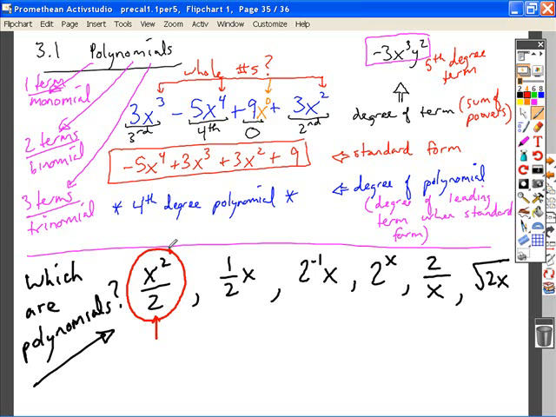Right? The coefficient can be a fraction. The coefficient can be a negative. In order to determine whether it's a polynomial, you look simply at its power. Is the power of the variable a whole number? If yes, you have a polynomial.